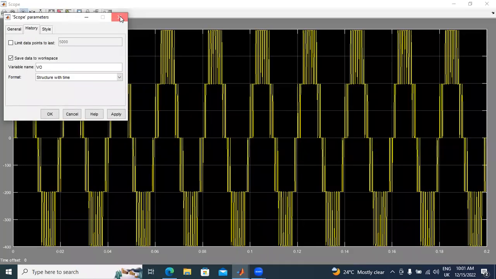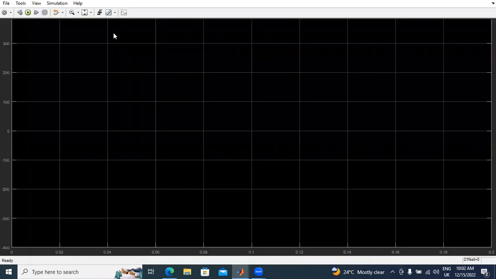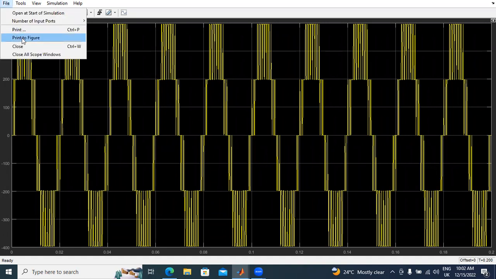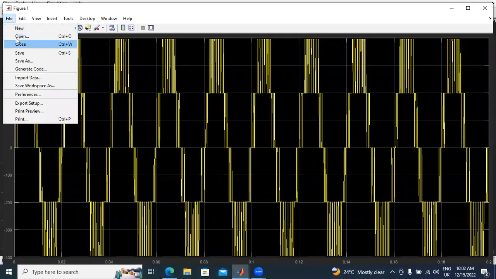Now I will save this output waveform with the high resolution. First I will double click this here, time scope. I will double click this one. After double clicking, here file option is there. Click here file. In file, go to print figure.